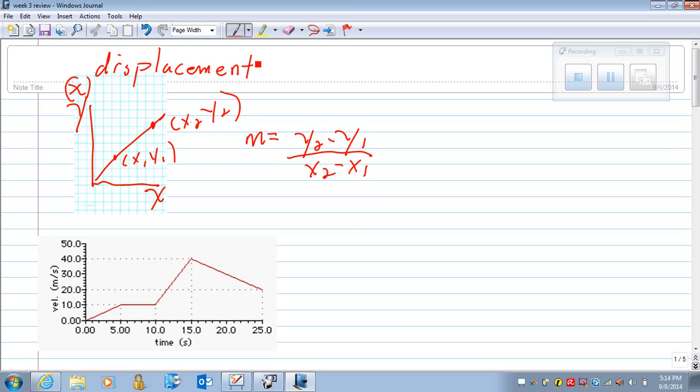And also, I know you learned this in math, but it's very important in physics, that if we have a straight diagonal line, we have to remember that the slope is the same no matter what 2 points you take on that line. You can extend that line to infinity, the slope is still going to be the same.